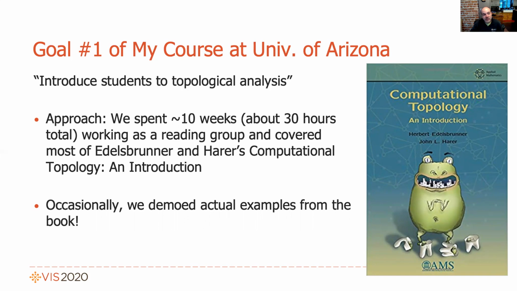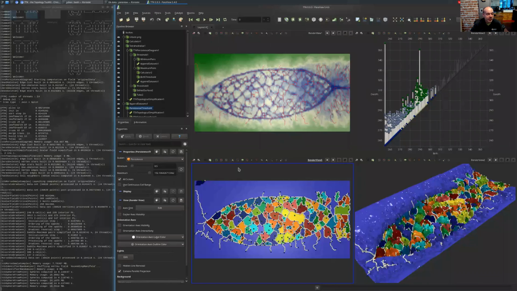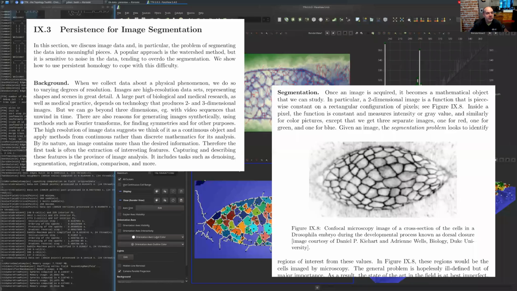And one of my favorite instances of this is we were talking about the book, rather, and we were going through this idea of using persistence in image segmentation, which appears in chapter 9 of the textbook. And we're reading through this section and talking about it, and you see this image on the right that appears in the book in black and white, where they're looking at a confocal microscopy image of basically embryos of fruit flies. And you see this wonderful cellular structure that shows up in the image.